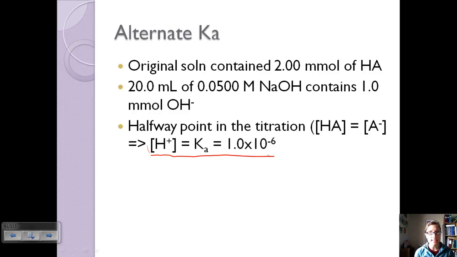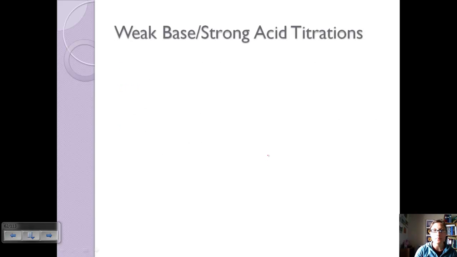So if you recognized that right away when you were solving this problem, you could have just said, oh, this is halfway to the equivalence point, and H+ is equal to Ka, and since you know H+, you know the Ka value. But again, this would only work if it was at the halfway point. So keep that in mind as something to recognize. It'll make your work a lot easier.